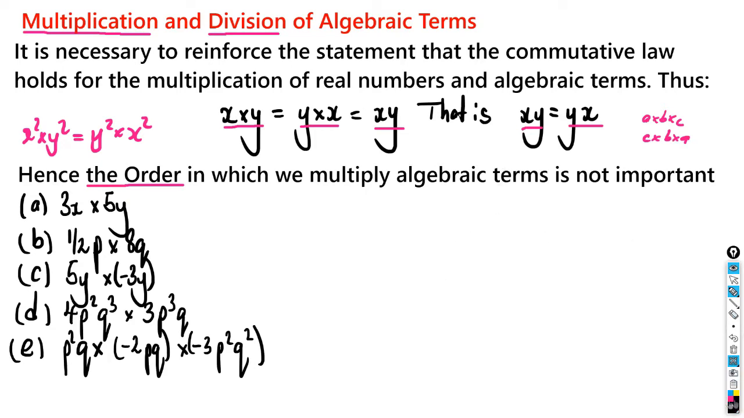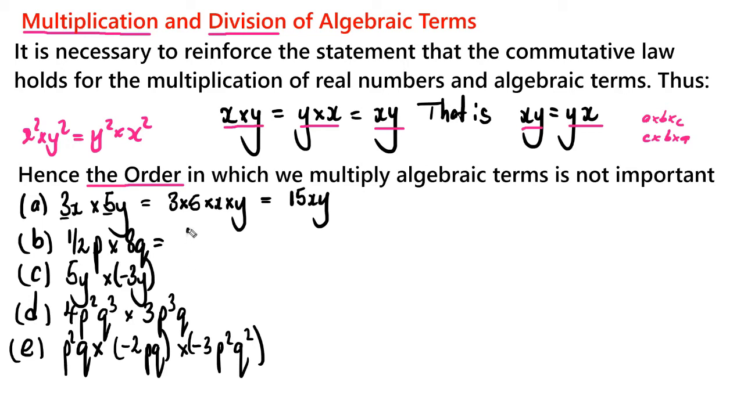Okay, so let's solve these questions here. What we're going to do first, guys, is multiply the coefficients. So we'll have 3 times 5 times x times y. 3 times 5 should give us 15, so we should get 15xy, and that's our answer. Then the next one here, we have a half p times 8q. So we're going to multiply the half times the 8 and the p times the q, and we're going to end up with 4pq. So that's the answer for these two.